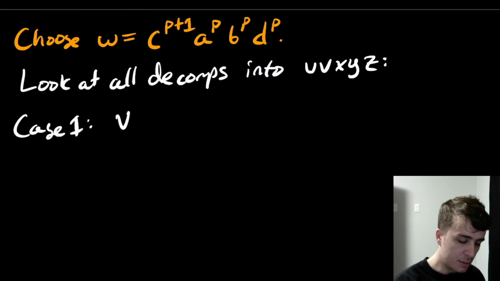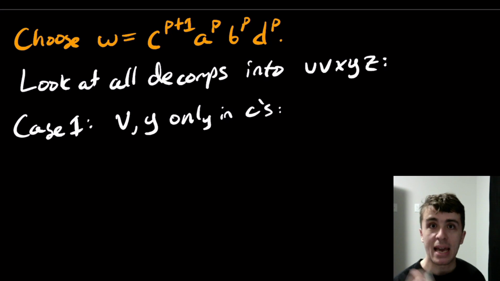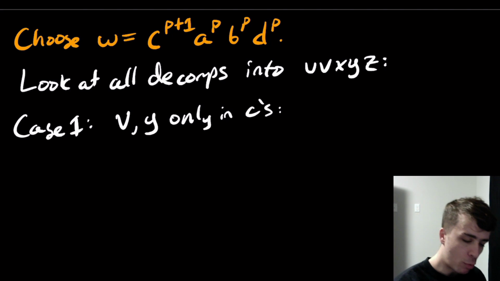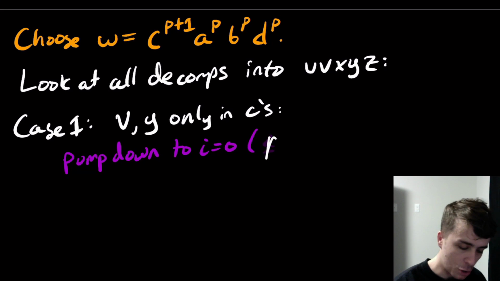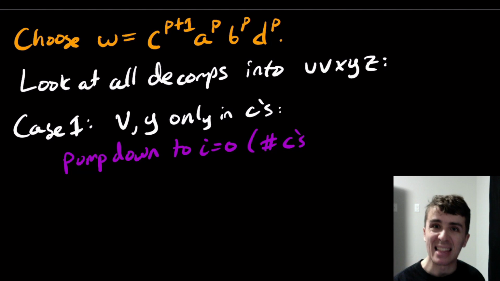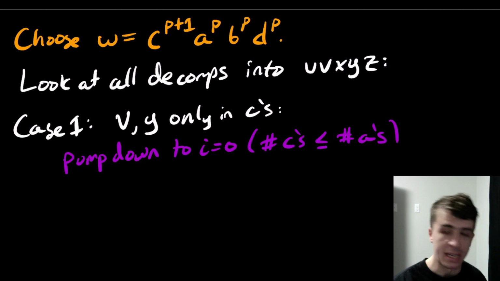Case 1 is V and Y are only in the C's. Since it's barely more, if I try to pump more into this, then what I'm going to get is more C's, and that's never going to leave the language. I want to leave the language. So here, what we need to do is pump down to i equal to 0. So the number of C's, because we take at least 1 away, but it could be 1, the number of C's is less than or equal to the number of A's in particular. And so that clearly shows that C couldn't have gotten more votes than A did, because it's less than or equal to it.